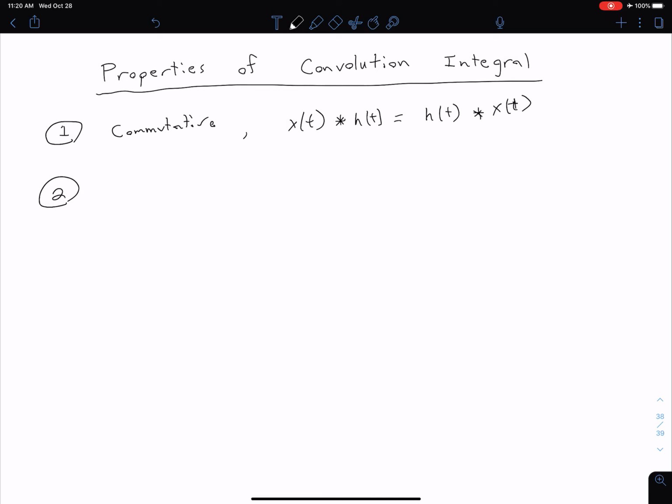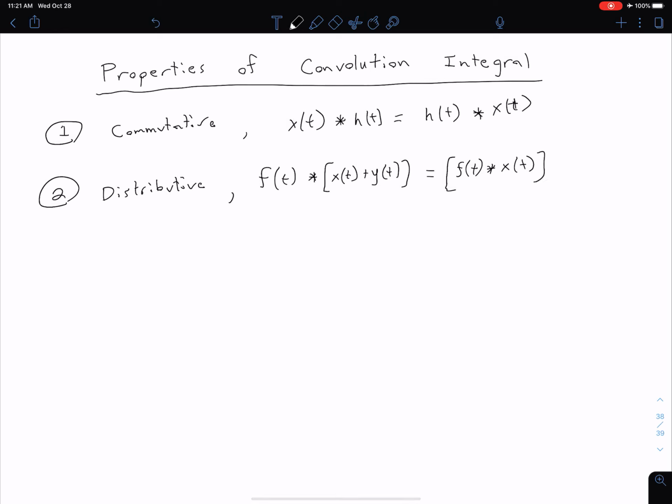So our second property is our distributive property. Again, this is going to look similar to what we have for, for example, multiplication. If we have f of t being convolved with some sum, which is x of t plus y of t, we can then say that this is equivalent to having f of t convolved with x of t, plus f of t convolved with y of t.